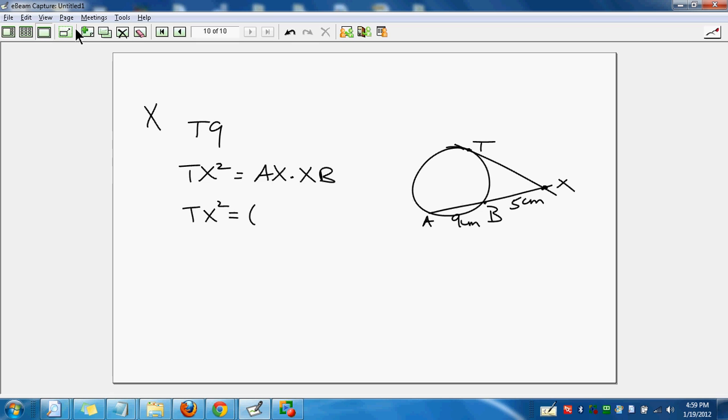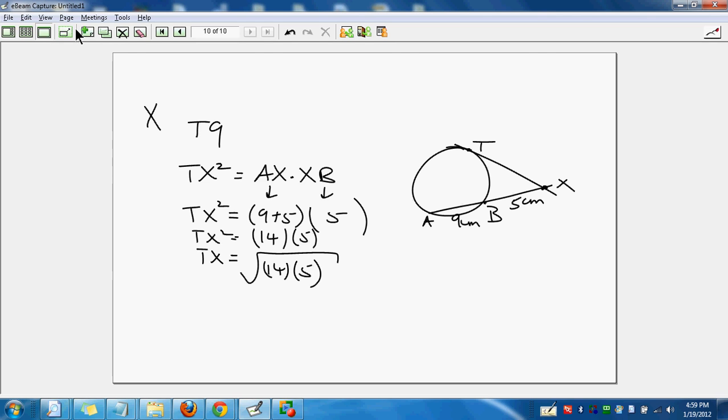And you'd have to multiply that by XB. XB is 5, so you put that in there. Therefore Tx squared will be equal to 9 plus 5, 14, multiplied by 5. Therefore Tx will be the square root of 14 multiplied by 5. You have to find the square root on both sides. So that works out to be the square root of 70, which works out to be 8.37 centimeters if you round it off to 3 significant figures or to 2 decimal places.